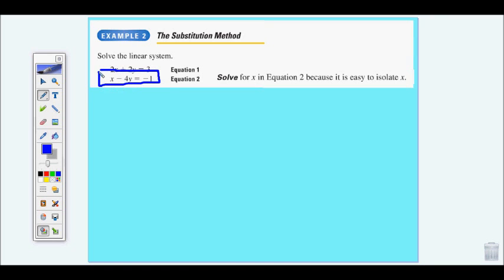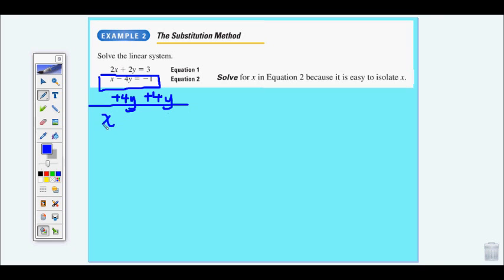Whoops, I got it into the first equation a little bit. Let me move that down just a little bit so we can see that later. The magic of Mimeo in one place, it can help me out. So I'm going to isolate my x. To do that, I'm going to add 4y to both sides.